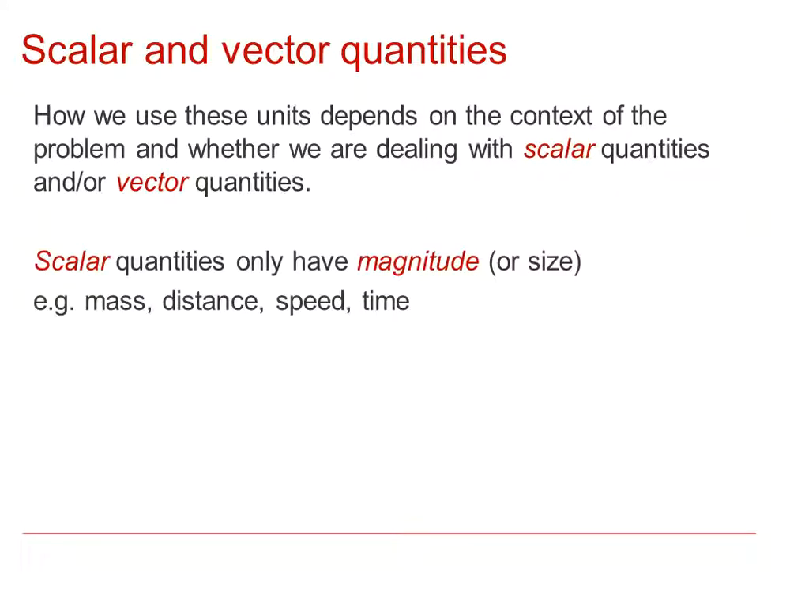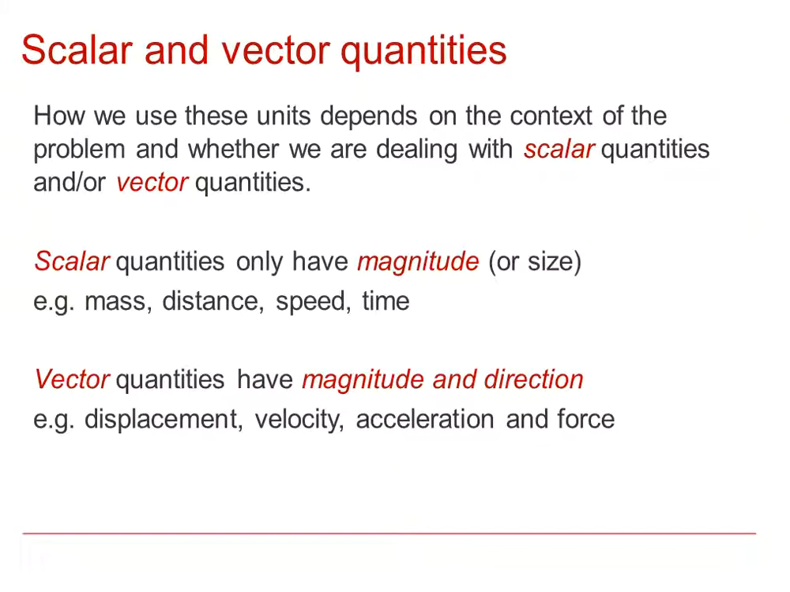Scalar quantities only have magnitude or size. For example, mass, distance, speed and time are scalar quantities. They only have size. They do not have direction. Vector quantities have magnitude and direction. For example, displacement, velocity, acceleration and force are the main examples we'll be using at the moment.